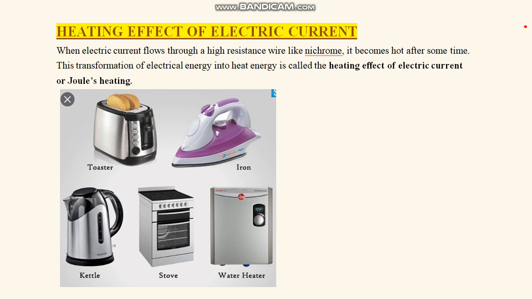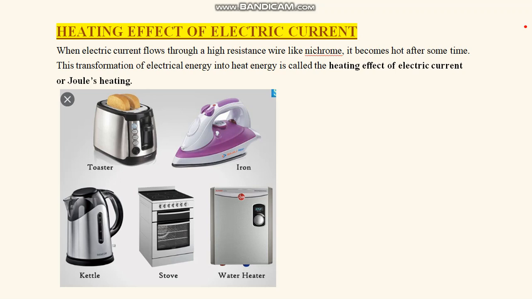Sometimes this heating effect is desirable, as in the case of these appliances which are shown on the screen, but sometimes it may not be desirable. For example, if you run an electric motor for a longer duration of time, it gets hot after some time. This heat produced may lead to the damage of the appliance, and it also leads to the dissipation of useful electrical energy into unuseful form like heat energy.